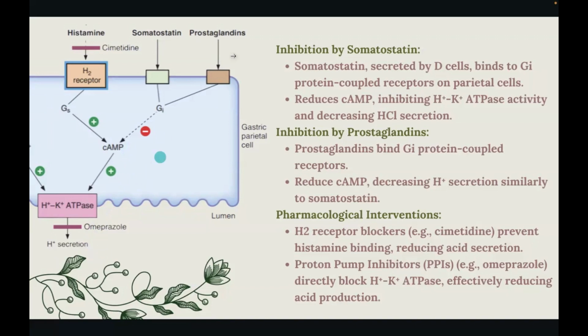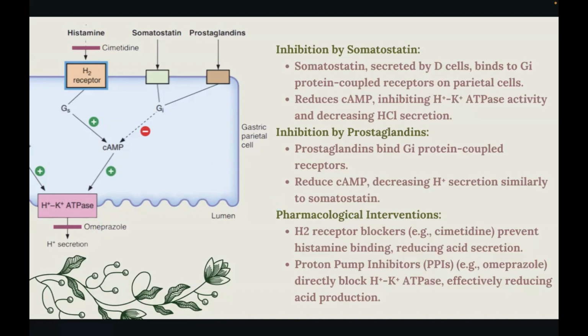Now, prostaglandins are also normal, produced by the body endogenously. And prostaglandins follow the exact same pathway somatostatin does. They bind to the GI protein-coupled receptor, and it also reduces the cAMP levels to decrease the hydrogen secretion. So these are the normal three pathways: somatostatin, prostaglandins, and the normal feedback regulation system.